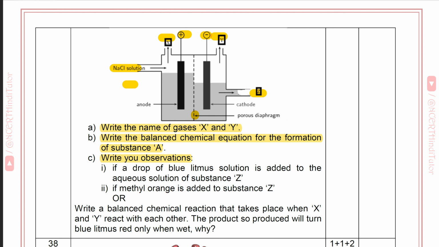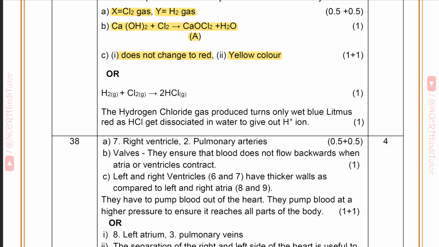Write your observations. First, if a drop of blue litmus solution is added to the aqueous solution of substance Z, answer: it does not change to red. Second, if methyl orange is added to substance Z, answer: we get yellow color.